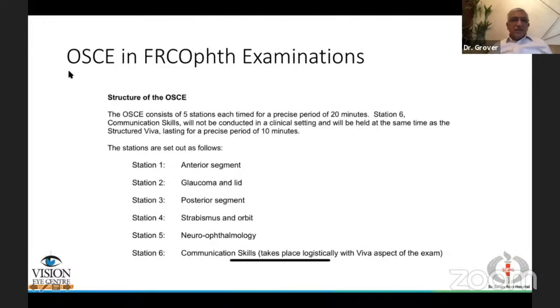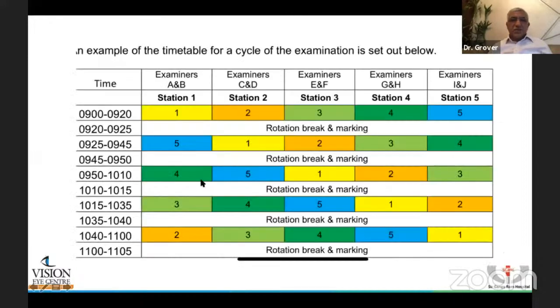So how is it done in the FRC examinations? They have six stations. Five of them are for the clinical patients or subjects or volunteers. And each station is for 20 minutes. And different areas are assessed: anterior segment, glaucoma and lid together, posterior segment, strabismus and orbit, and neuroophthalmology. So the candidates rotate between stations 1, 2, 3, 4, and 5 with a 5-minute gap in between for marking.